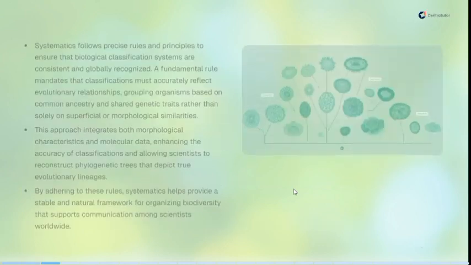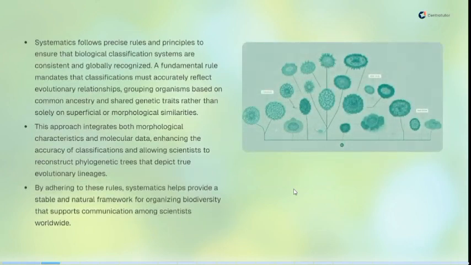Systematics follows precise rules and principles to ensure that biological classifications are consistent and globally recognized, the same as binomial nomenclature. One of the fundamental rules in systematics is that classification must be accurately used to reflect the evolutionary relationships, grouping organisms based on their common ancestry and shared genetic traits, rather than solely superficial or morphological similarities. So systematics does not just try to group or classify organisms based on how they look or how much they look alike.